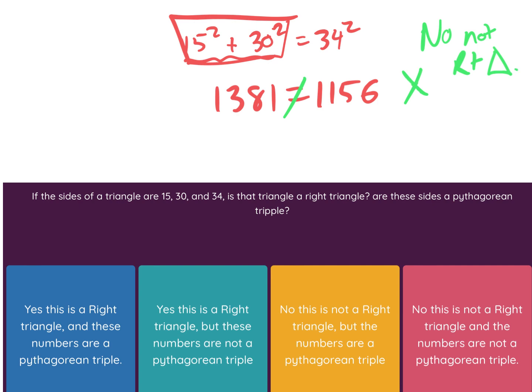Okay. And obviously, if it's not a right triangle, this cannot have a Pythagorean triple. So this is the correct answer, that it's not a right triangle and that the numbers are not a Pythagorean triple.